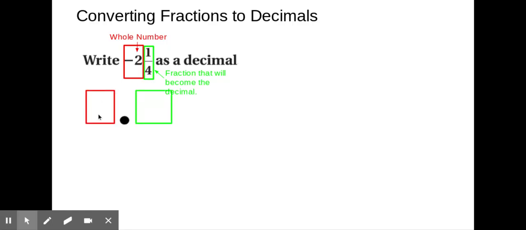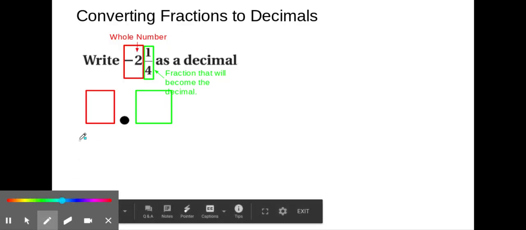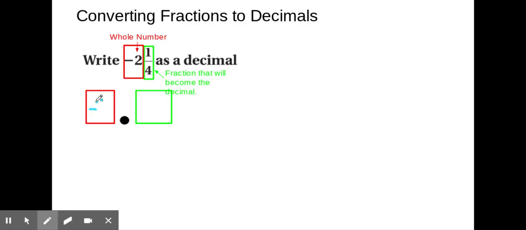I'm going to have a whole number on the left side of my decimal point, and I'm going to have my decimal on the right side. So since I already know what my whole number is, I'm going to go ahead and just put that in there. So I have -2 here. Now, on the right side, I need to have my decimal. So I need to figure out how to change 1/4 into a decimal. Well, 1/4 is the same as saying 1 divided by 4.